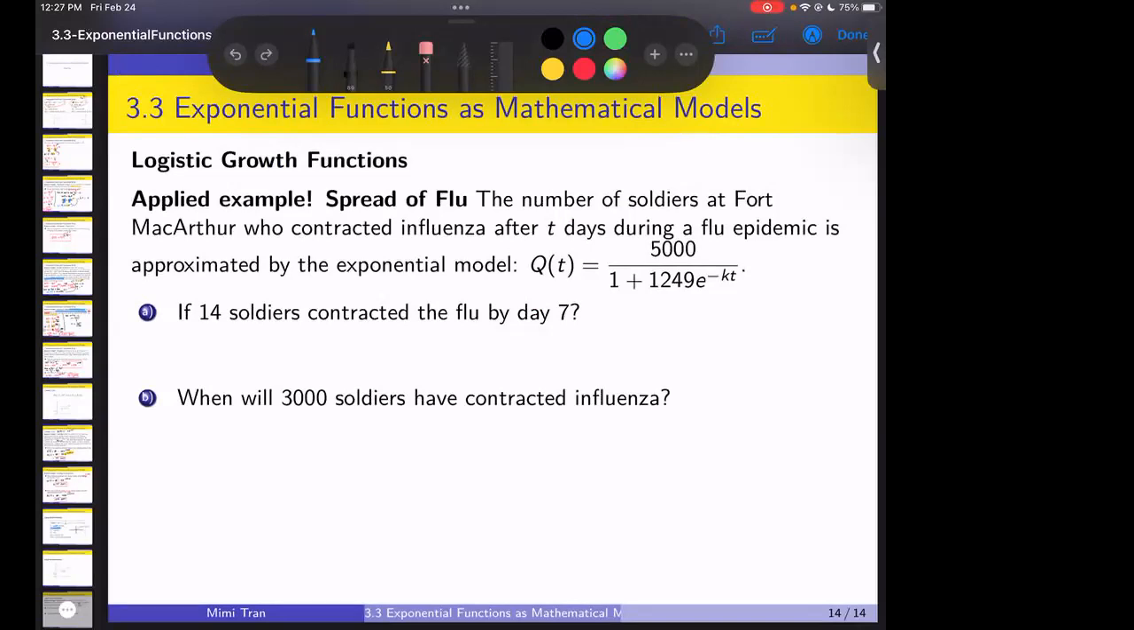This question is kind of weird. I think I typed it wrong or something. Pretty sure I typed it wrong. Oh, okay. No, I didn't type it wrong. It's supposed to be one question altogether. There's no B here. It's kind of connected. Sorry about that. If 14 soldiers contracted the flu by day 7, when will 3,000 soldiers have contracted the flu?